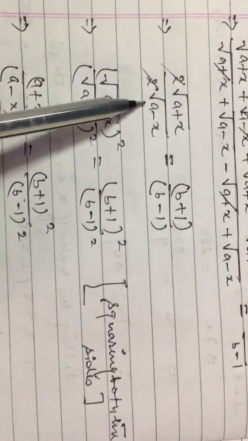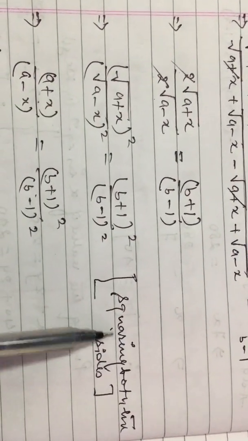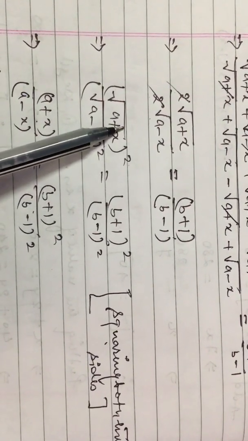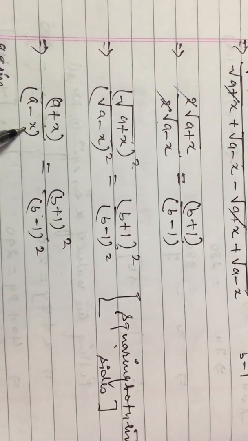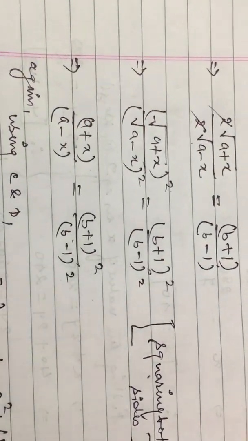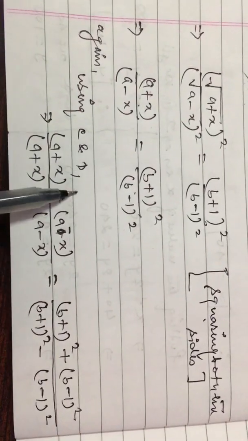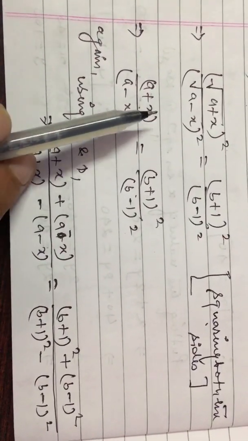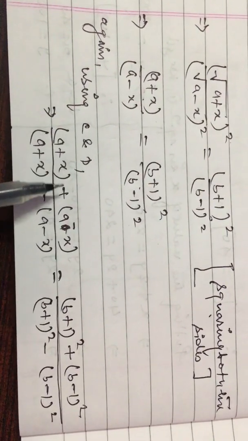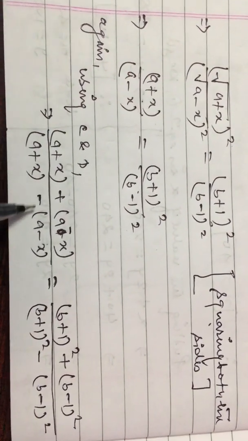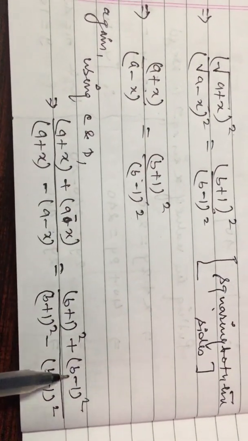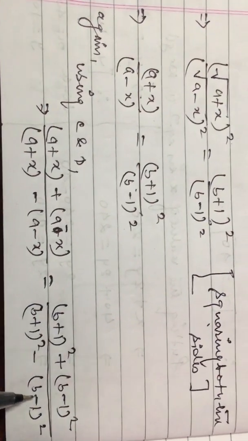For removing the square root sign, take squaring on both the sides. On squaring both the sides, this square root sign will be cancelled, a plus x and a minus x. It is b plus 1 whole square and b minus 1 whole square. Again using componendo and dividendo. Now it is a, it is b, it is c, it is d. A plus b, a minus b, c plus d and c minus d.